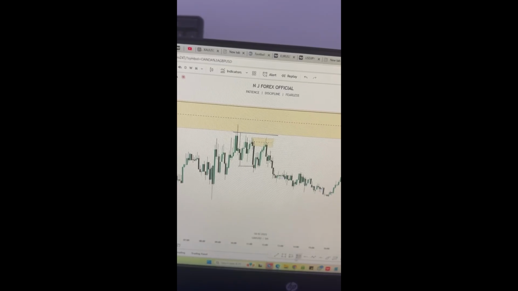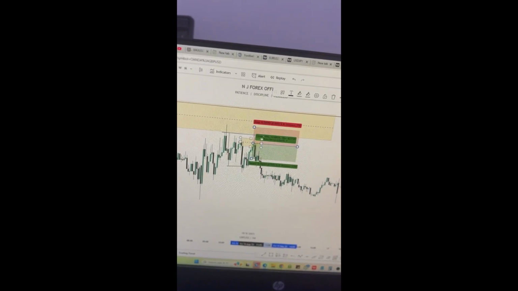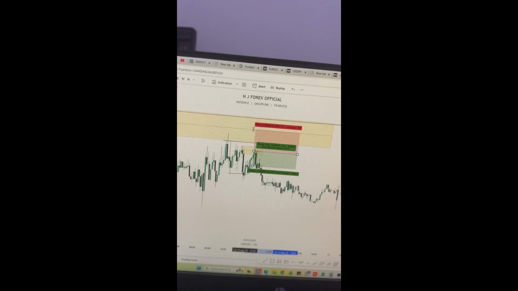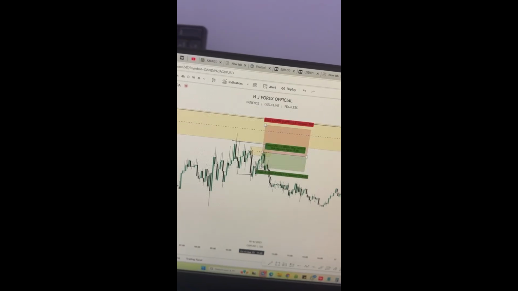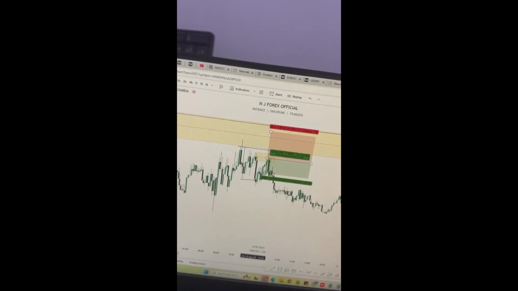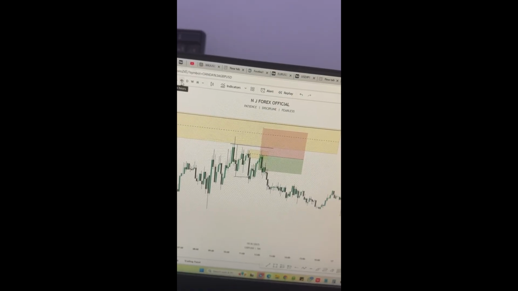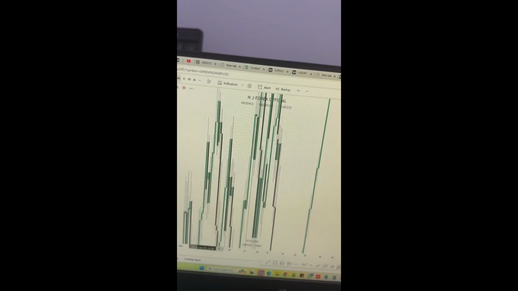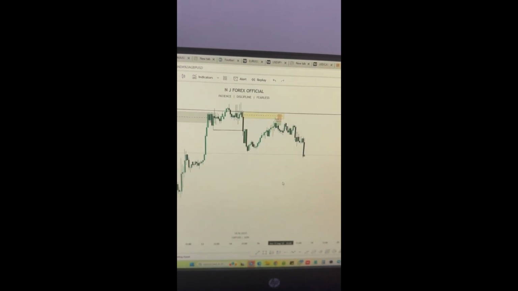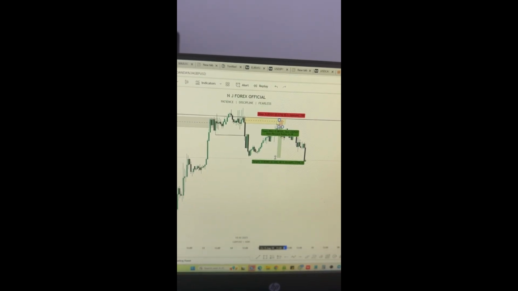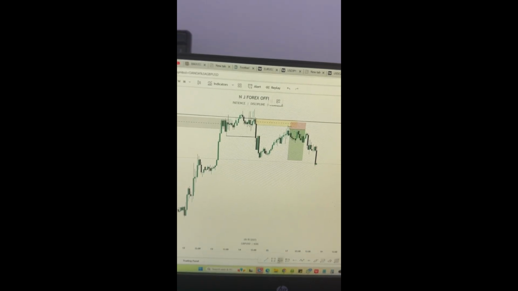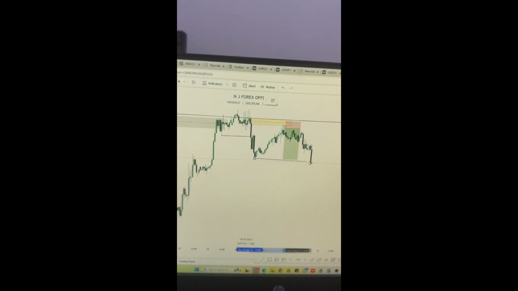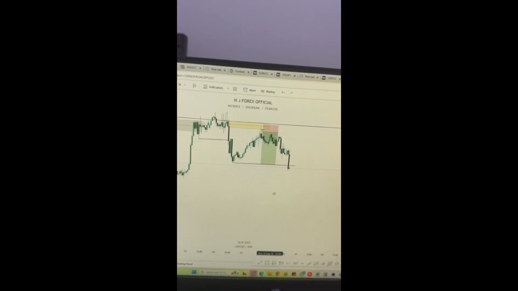So I just took my entry at this zone here, and I was risking just 10 pips, right? And my TP was on the 1 hour key level, which was on this low here. So it was a risk to reward of 1:4. So this was where my TP was, and you can see the trade.